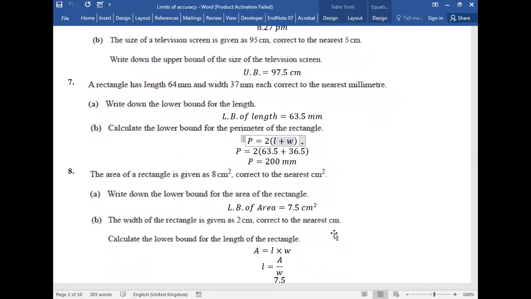Fraction को छोटा करना है. Numerator. Very good. न्यूमरेटर का लोअर बाउंड, डिनोमिनेटर का अपर बाउंड. Is this clear? Width, the question told you it is 2 centimeter, correct to the nearest centimeter. So width का you will take the upper bound and area का you will take the lower bound. If you would not have made the formula and directly values use कर लेते तो आपके तो गलत हो जाता.